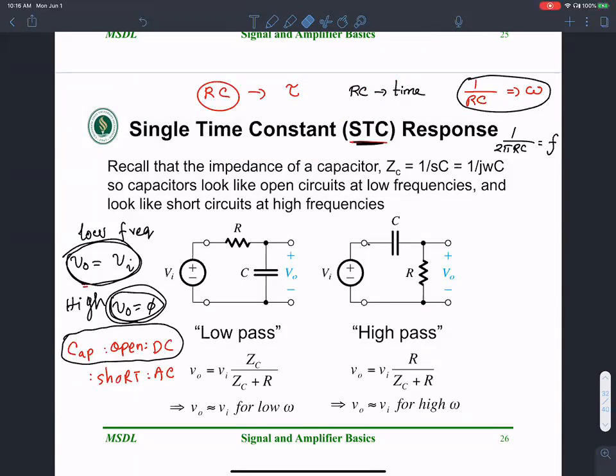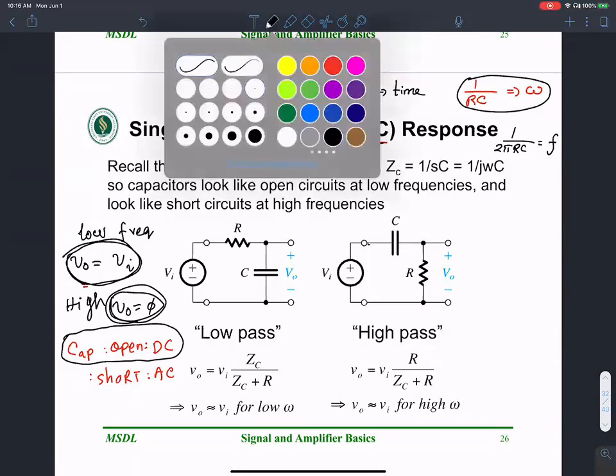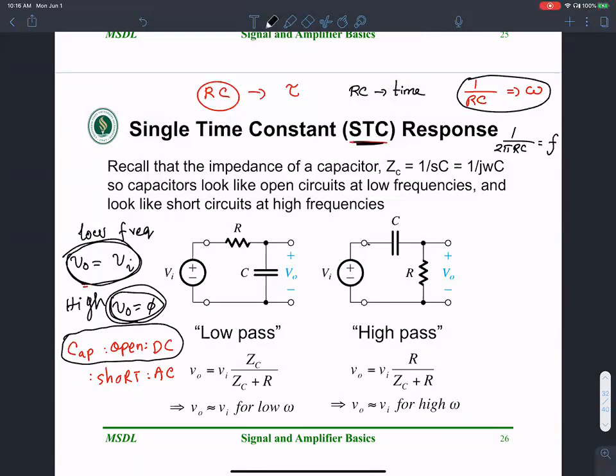And in between the very low frequency DC and the very high frequency, the interaction between R and C is what determines the transfer function of this high pass circuit.